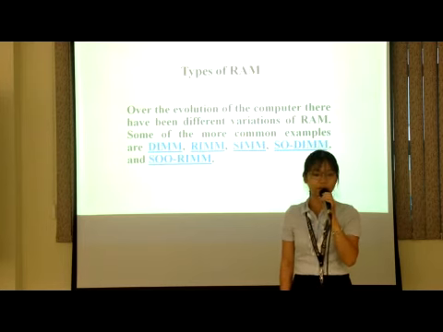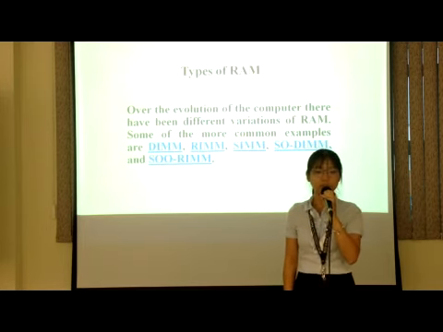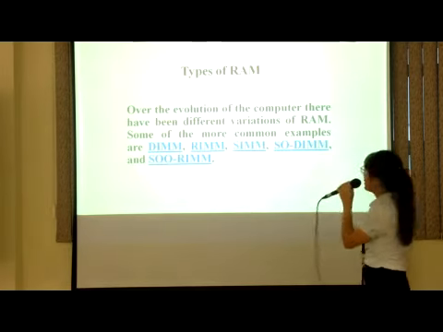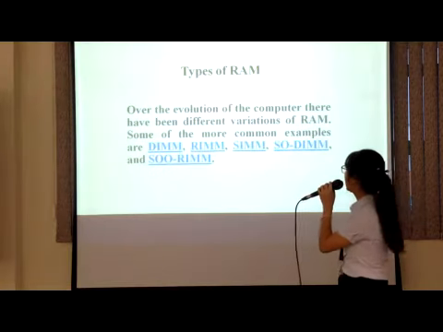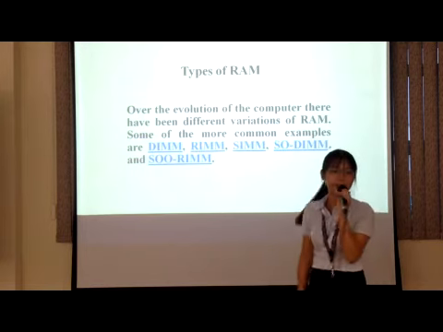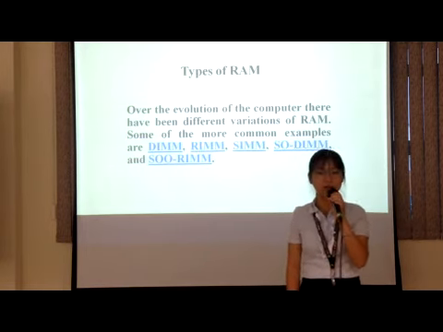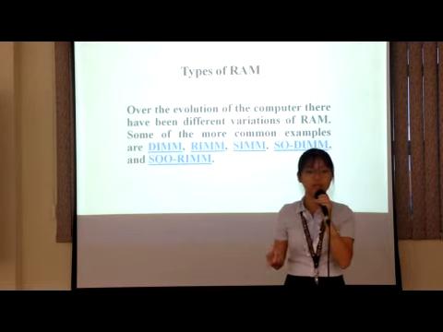Types of RAM. Over the evolution of the computer, there have been different variations of RAM. Some of the more common examples are DIMM, RIMM, SIMM, SODIMM, and the last one is SORIMM.